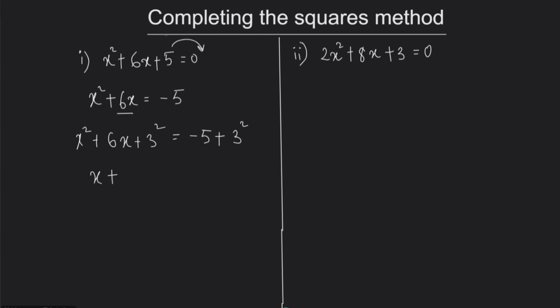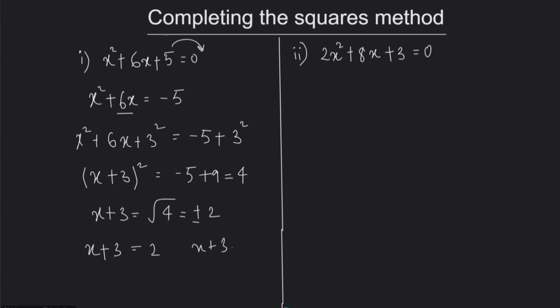Now the left hand side becomes x plus 3 whole square, which means we have completed the square here, which is equal to minus 5 plus 9, which is equal to a positive 4. x plus 3 whole square is equal to 4, which means x plus 3 equal to root of 4, which is equal to plus or minus 2. So x plus 3 can be equal to a positive 2 or it can be equal to a negative 2. So when x plus 3 is equal to a positive 2, x will be equal to negative 1, and x plus 3 equal to negative 2 implies x equal to negative 5. So x equal to negative 1 and negative 5 are the solutions of this equation. Let's move on to the next question.